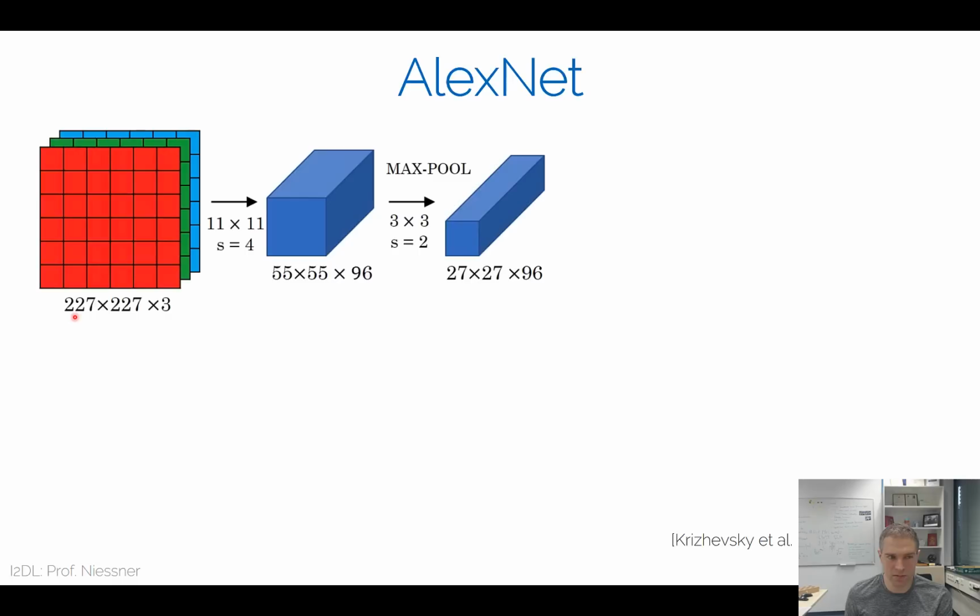And you can see they already use a lot of filters. We have 96 filters in this layer. You can already guess this is quite a few parameters: 11 times 11 plus 1 for the bias, times 96 parameters in this layer alone. Then they go further down in spatial resolution with a max pooling on top of that. This is a 3x3 max pooling kernel with a stride of 2, meaning that we go to a 27 by 27 image times 96. The depth channels don't change.